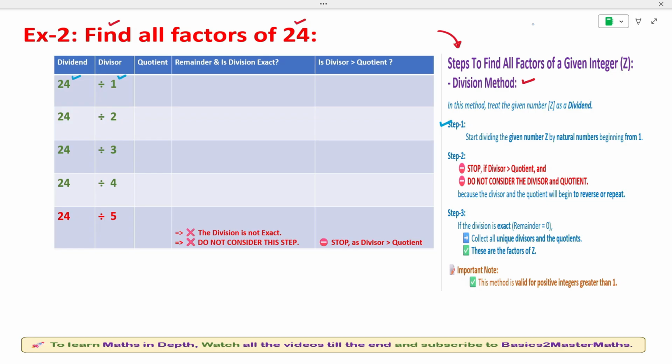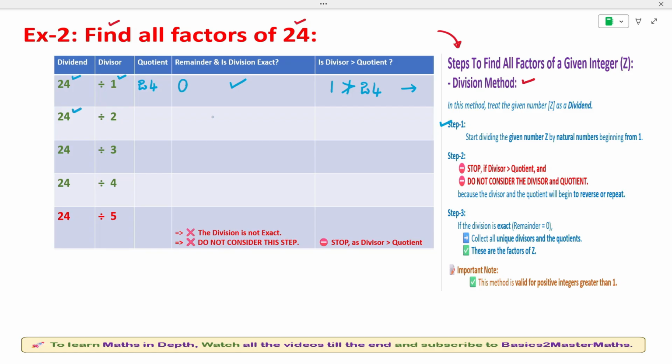When we divide 24 by 1, we get 24 as the quotient and 0 as the remainder. So this division is exact. In this case, the divisor 1 is not greater than the quotient 24. So move to the next step.